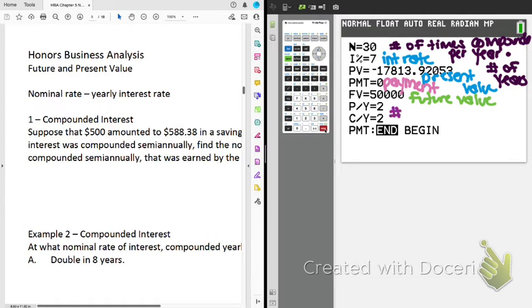This is the number of times compounded per year. Okay. There are times that those will be different numbers. That is not today. Okay.